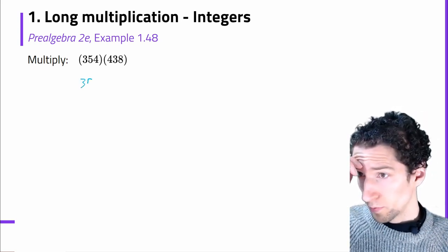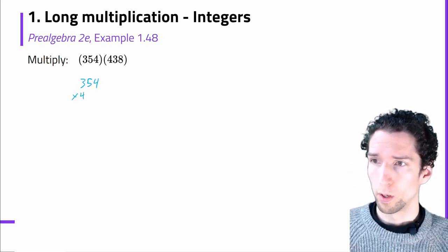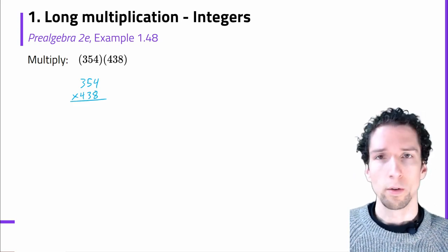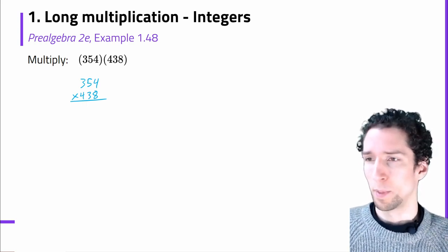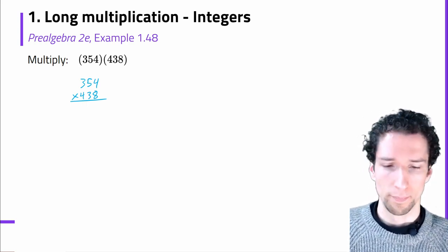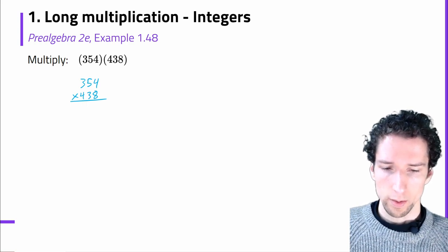So 354 times 438. Sometimes they'll tell you to write the bigger number on top. It doesn't really matter, especially if they have the same number of digits, so whatever. This will work just fine for us.